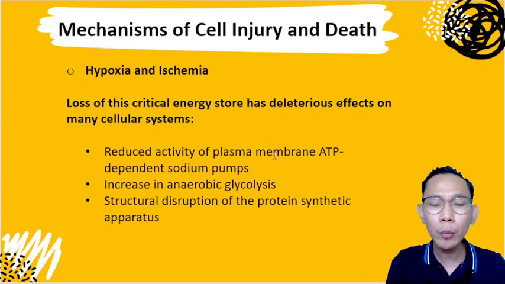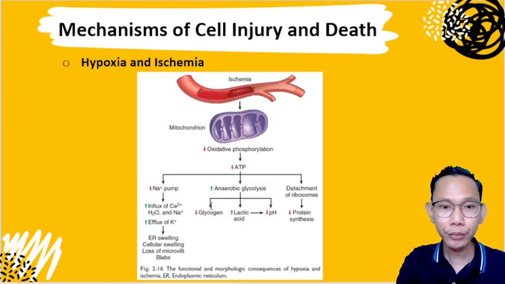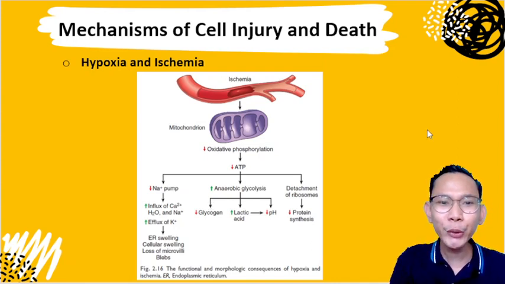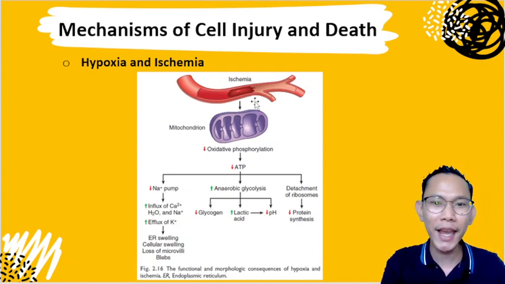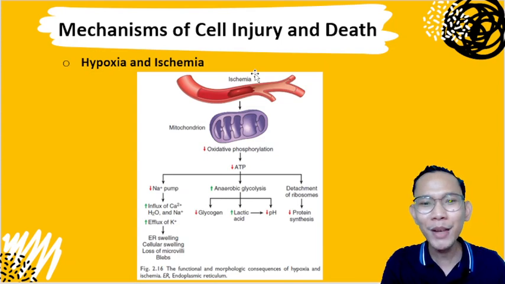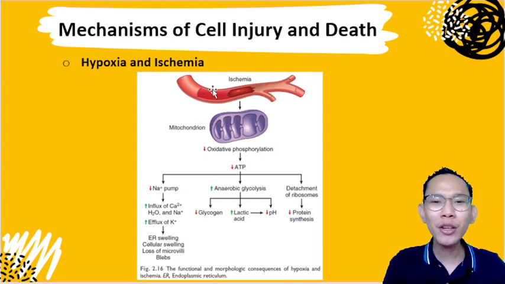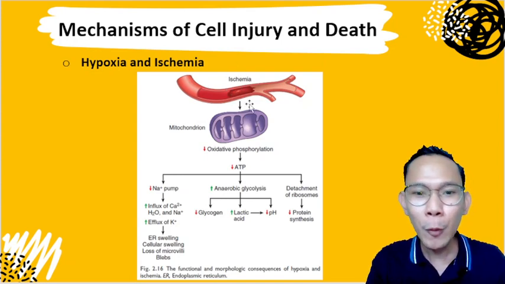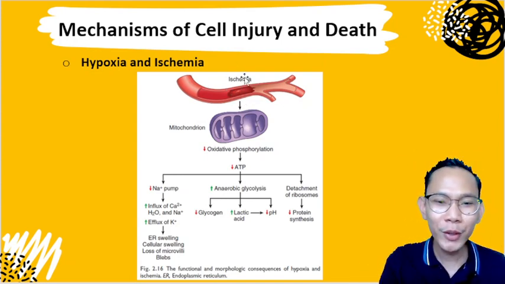Remember, your anaerobic glycolysis is only temporary. Next, there's also a structural disruption of the protein synthetic apparatus. So again, ito na yung diniscuss natin. Let's just review. Sige, ischemia. Ano nga yung ischemia? Alam na natin, Doc. May obstruction sa blood flow or may obstruction sa ating blood vessel. So in short, mababa ang blood flow. So mababa ang oxygen. So anong nangyayari?